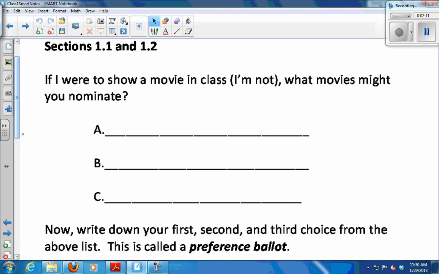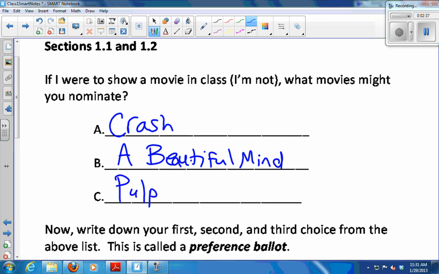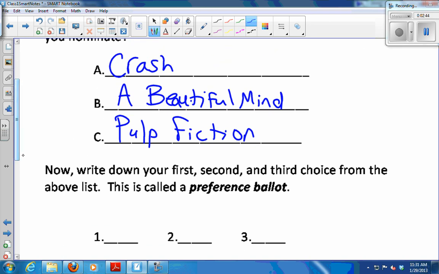So, first thing we're going to do. If I was going to show a movie in class, what movie might you nominate? Somebody give me a movie that you'd like to see. Crash? A Beautiful Mind? What? Pulp Fiction. Oh, we have good choices in this class. B-E-A-U. Pulp Fiction. Okay, so now I'm going to have each of you write down your first, second, and third choice.